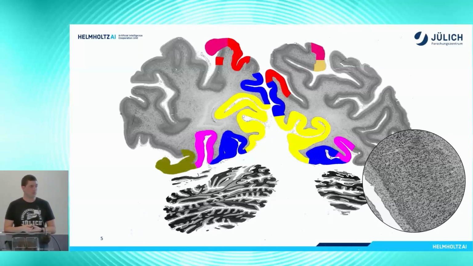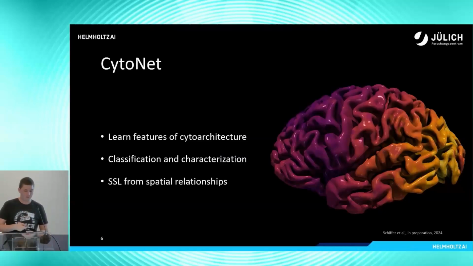In this work, I developed a method which we call CytoNet, which is a model that is able to, based on large amounts of image data, automatically derive cytoarchitectonic features, which are not specifically tailored for a specific task, but are expressive enough to facilitate a wide range of different tasks, including brain area classification, segmentation of cortical layers, and maybe even other tasks.